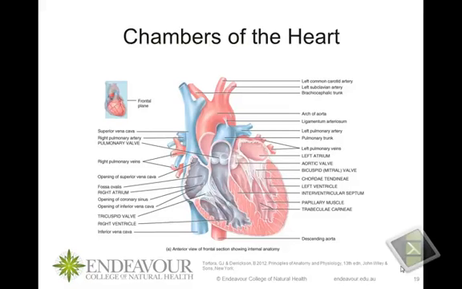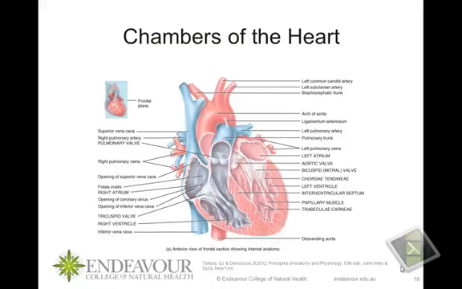The chambers are compartmentalized through valves. Between the atria and the ventricles are the atrioventricular valves. Between the left atrium and left ventricle, this valve is called the bicuspid or mitral valve. Between the right atrium and the right ventricle, this valve is called the tricuspid valve. They're so named, bicuspid and tricuspid, because the bicuspid has two tissue leaflets, whereas the tricuspid has three.